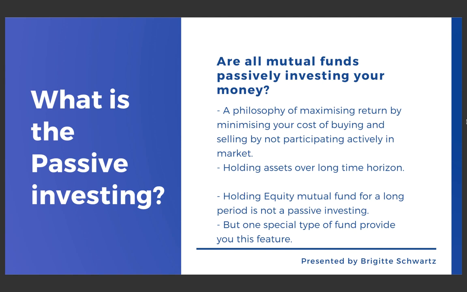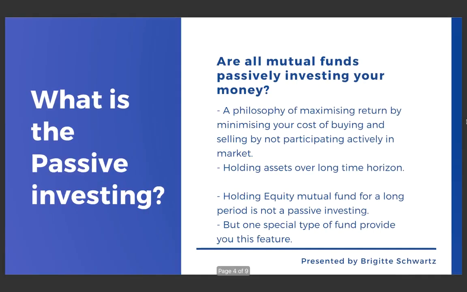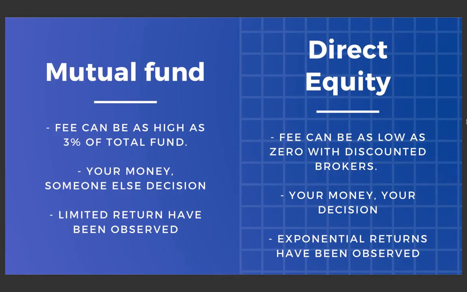But there is one special type of fund which provides you this feature of passive investing, because this fund believes in one concept: that this market is going to be here and it has to keep on growing, right? So now that you have learned what a mutual fund is and what passive investing is, even before jumping to that specific type of fund, let's first pause a minute, and since we have now learned enough about mutual funds, just compare mutual fund and direct equity.